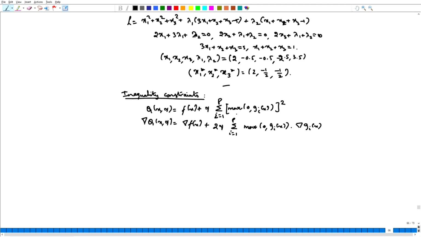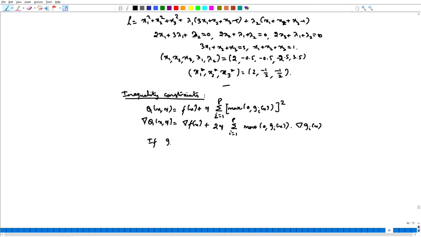a max operator, the differentiability of q comes into question. That is correct. At least in the boundary, when gi of x is equal to 0, it is not clear if q of x comma gamma is differentiable. But I claim that it is actually differentiable, because you can see that when gi of x is less than 0, you only have... Let me explain this with a little bit more clarity.